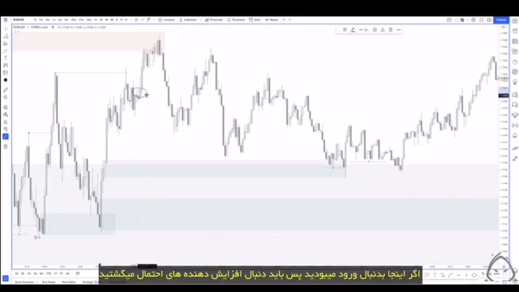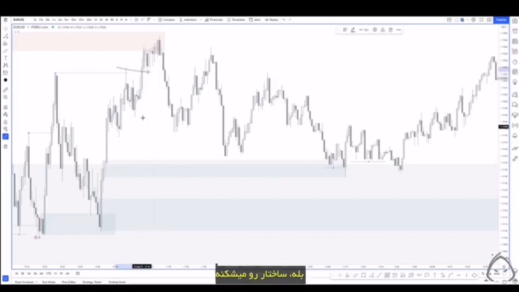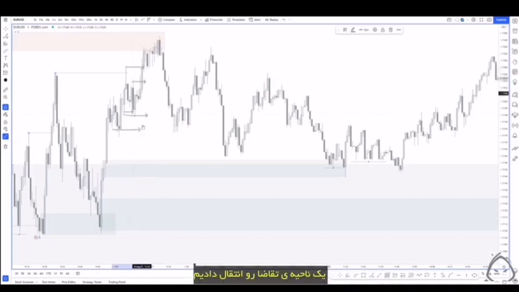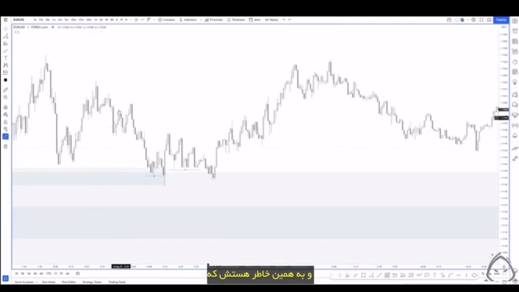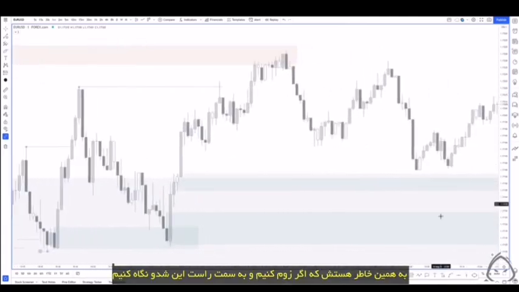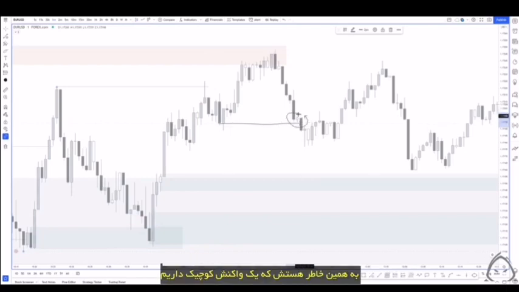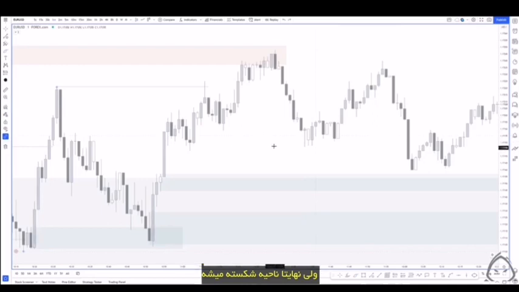If you were looking for something on this, then that's when we have to start running through our probability increasers. Yes, it does break structure. Does it mitigate anything? No. Does it sweep liquidity? No. That's why this area does seem a little bit more high probability. We sweep liquidity, we break structure, we mitigate a previous demand zone. And that's why, if we just zoom in and look to the right of this wick, that's why we do get a small reaction, but then eventual fail in price action.